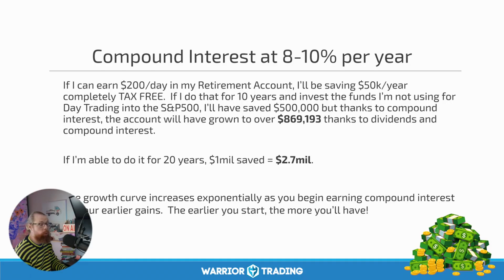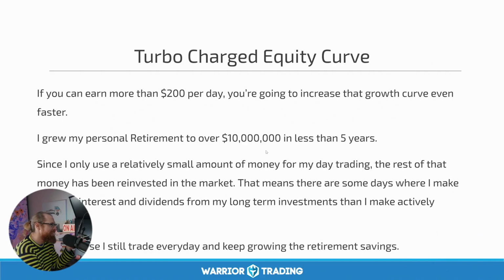Now, if I'm able to do that for 20 years, I'll have saved $1 million, but I'll have actually grown the account to $2.7 million. Even if I was just averaging $200 a day, $50,000 a year. But of course, if over the course of 20 years I was trading, I'd probably be increasing my profitability. So the growth curve increases exponentially as you begin to earn interest on the money that you earned interest on during those first few years. It's incredible. It's how you turbocharge your equity curve.